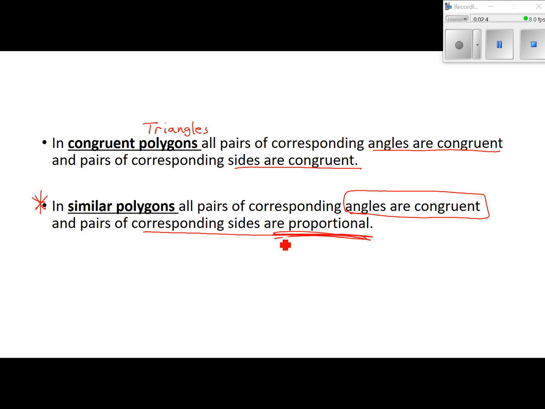And that's where the last assignment came in, assignment 4, where you were solving proportions. What we're going to do is use two triangles, set up a proportion, and then solve for the missing sides in certain triangles. So with similar polygons, angles are congruent, sides are proportional.